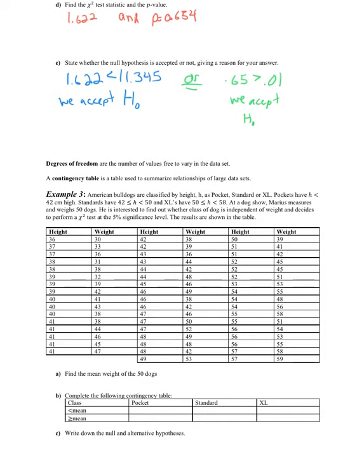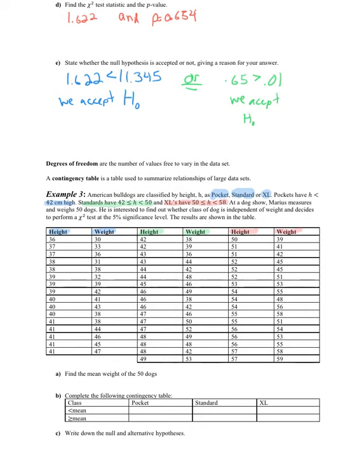There are the bulldogs. They're classified by their height as pocket dogs, standard dogs, or extra large dogs. The pocket dogs have a height under 42 centimeters, so that's the height of the pocket dogs. The standard dogs have a height between 42 and 50, so that's the height and weight of the standard dogs. And the XLs have a height between 50 and 58, and those are their weights. That's why this has so many columns.